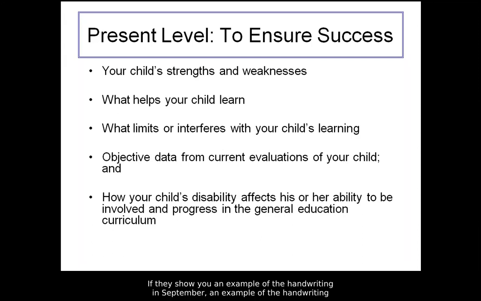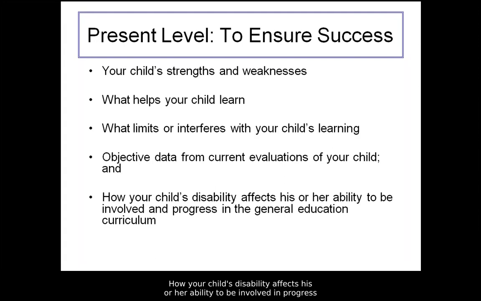If they show you an example of the handwriting in September, an example of the handwriting in February, and the child's handwriting is improved, we know what they're doing is working. We can monitor that progress. That is a very visual monitor of the progress. What they're doing has made sure that the handwriting is improved. So it can be a wide variety when you talk about objective data, but it needs to be on the table to look at for the whole IEP team to say, yep, this is working, or how do we need to adjust the child's individual education program.